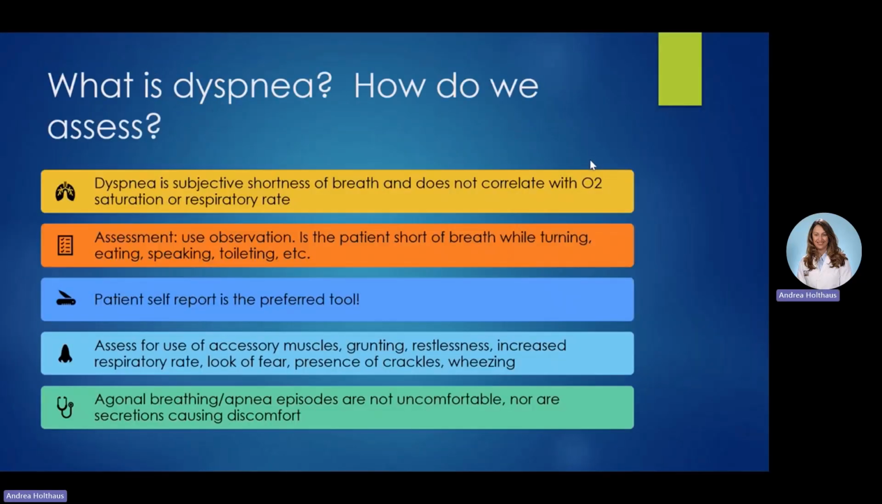So let's talk about shortness of breath, or dyspnea. What is it and how do we assess it? Dyspnea is subjective shortness of breath and doesn't correlate with oxygen saturation or respiratory rate. We're going to use our observation for assessment.